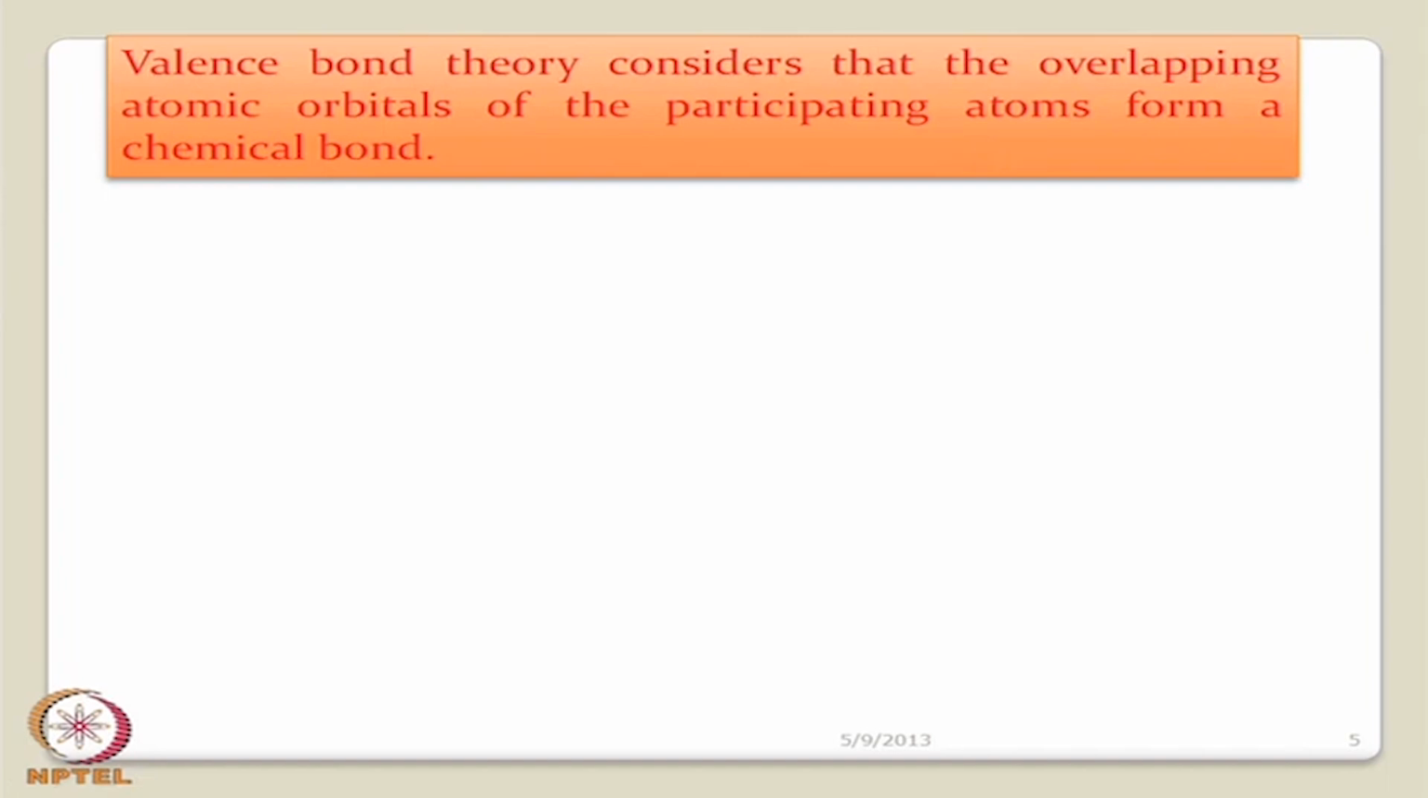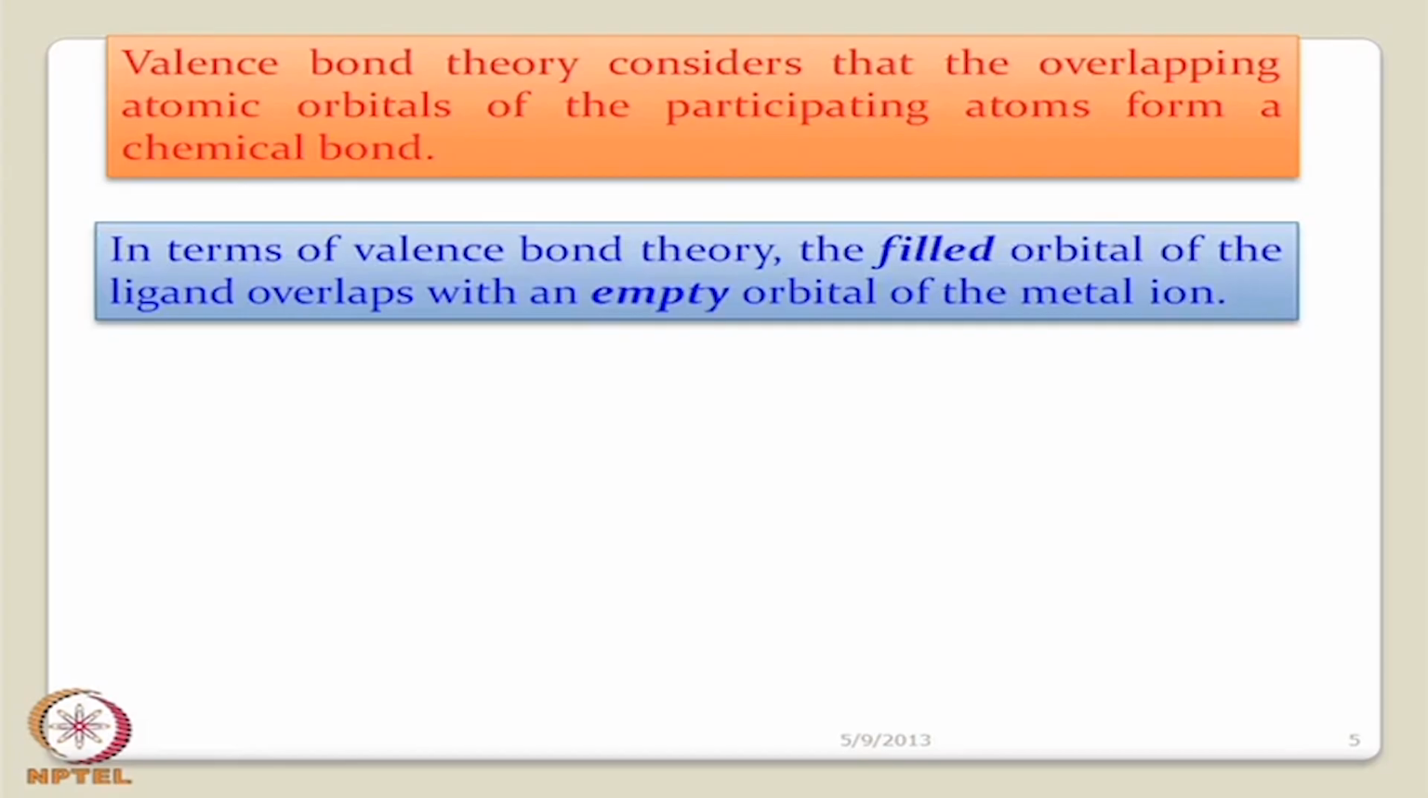So how do we consider a chemical bond? We have the overlap, and two atoms, the metal atom and the ligand atom, are involved. They are bonded through a chemical bond, and they are engaged in more than one chemical bond to get the corresponding metal complex, depending upon their coordination number. And in terms of this theory, the filled orbital of the ligand overlaps with an empty orbital of the metal ion.